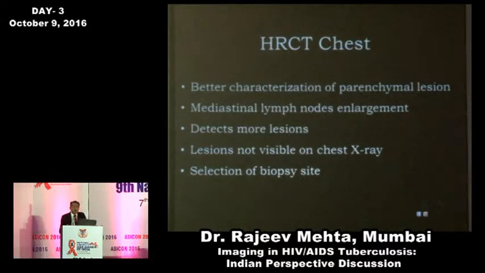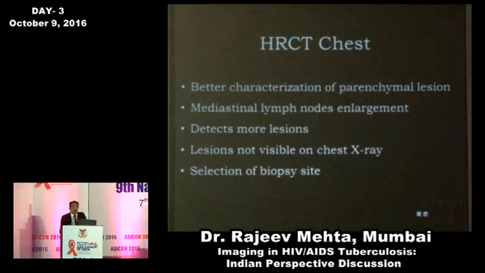HRCT chest, of course, detects much more than what you can see on a conventional X-ray chest, and also detects lesions which are not visible on conventional X-ray chest, especially in the retrocardiac lung, which is not so well seen. Quite often we pick up, in a patient presenting with HIV with PUO, tubercular infiltrates in the left lower lobe, which is hidden by the heart border. And of course, last but not least is the selection of the biopsy site. In most cases we do mediastinal lymph node biopsies, and depending upon the location of the lymph node within the mediastinum, whether it's paratracheal or subcarinal, we can try and approach those lymph nodes percutaneously.